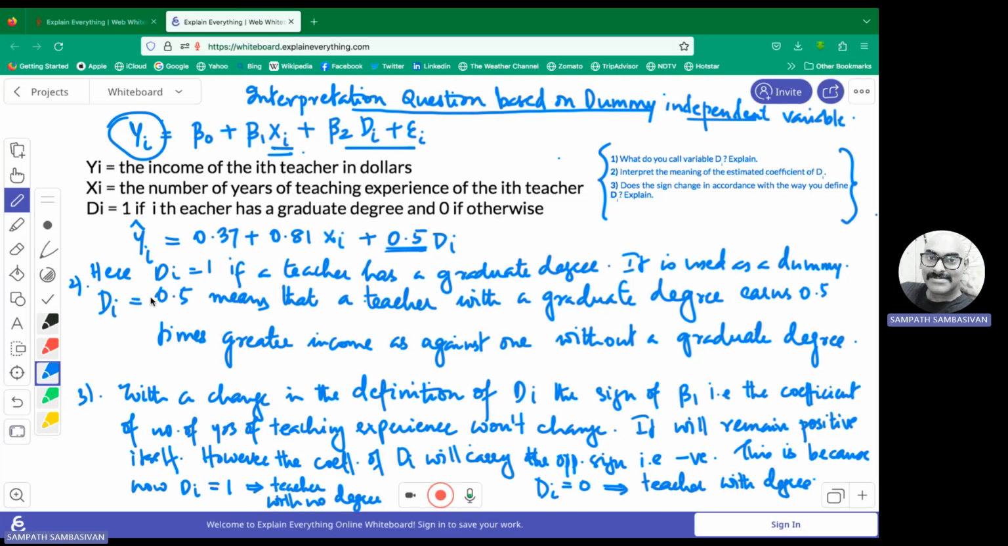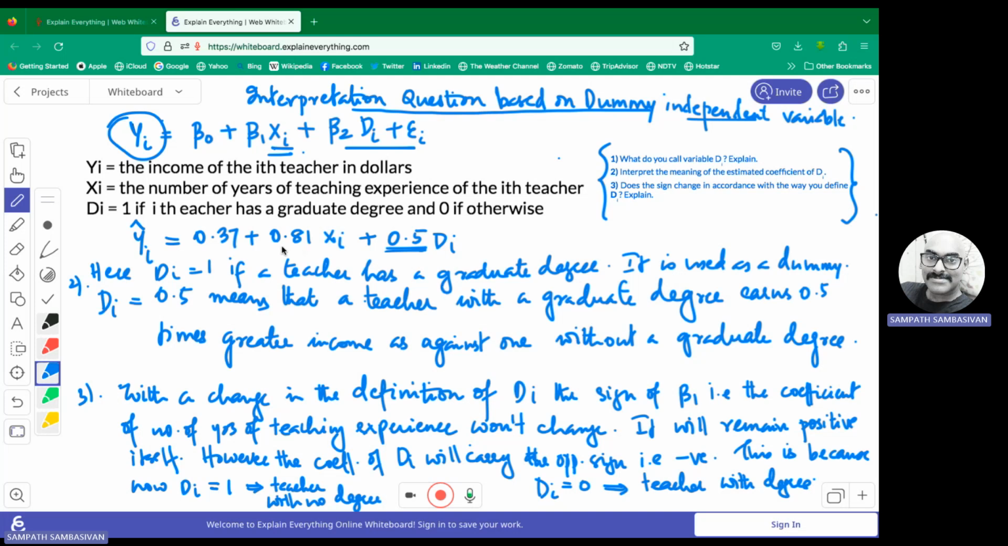So here, this is how you write. Here Di equal to 1. The definition of the dummy variable is such that Di is equal to 1 if a teacher has a graduate degree. So this 0.5 that you have got here means that a teacher with a graduate degree earns 0.5 times greater income as against one without a graduate degree. That is how you interpret it.